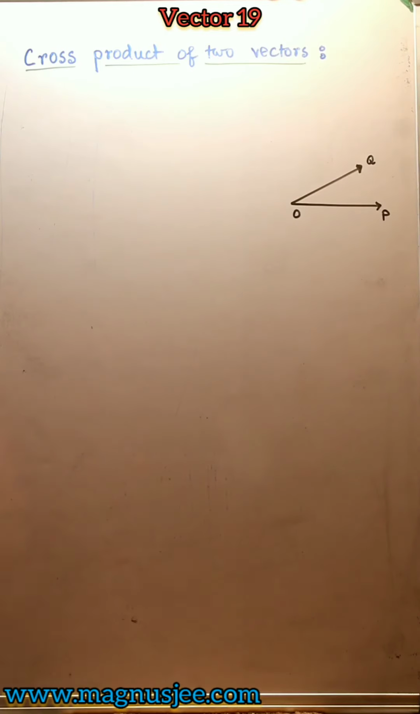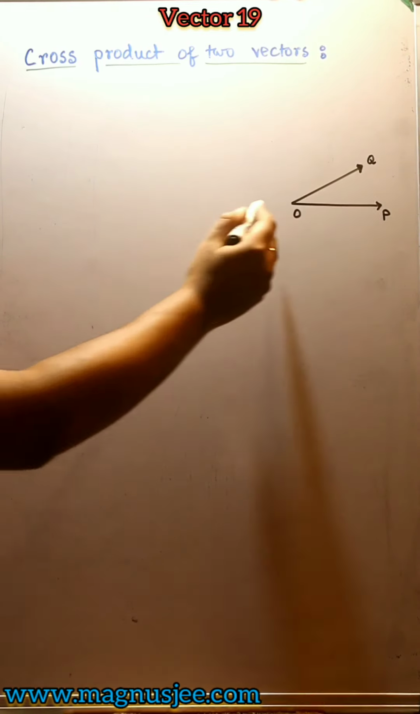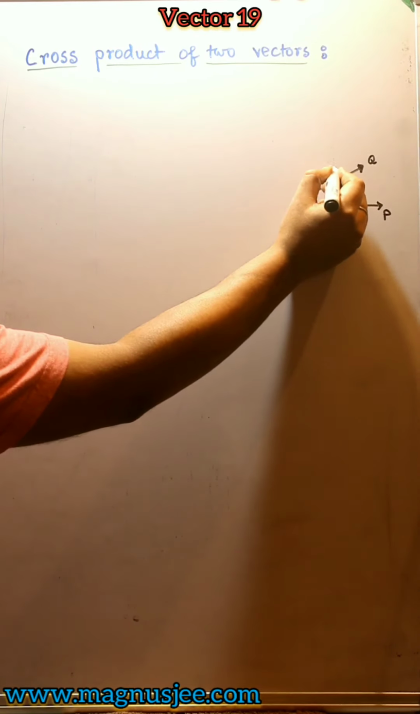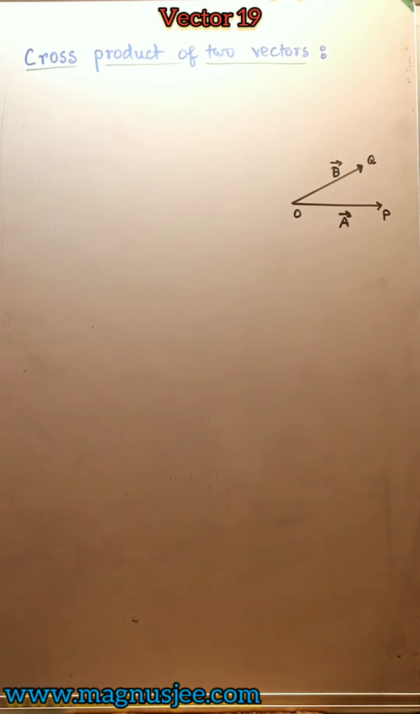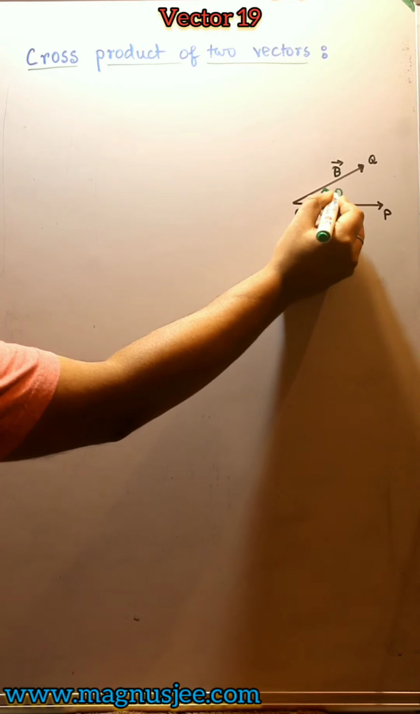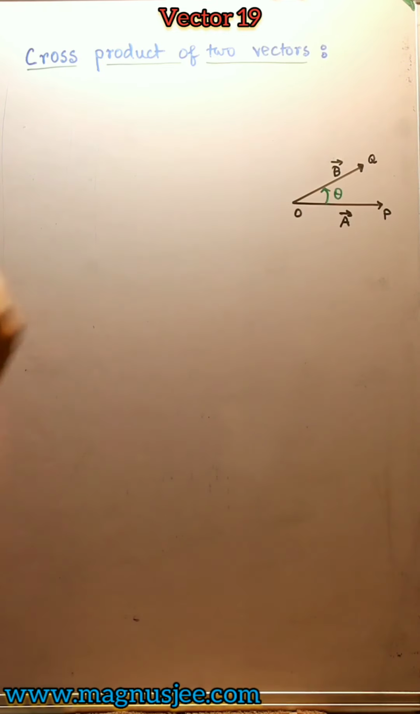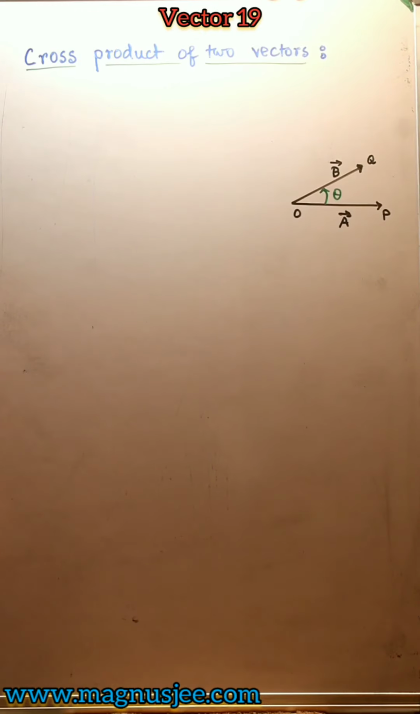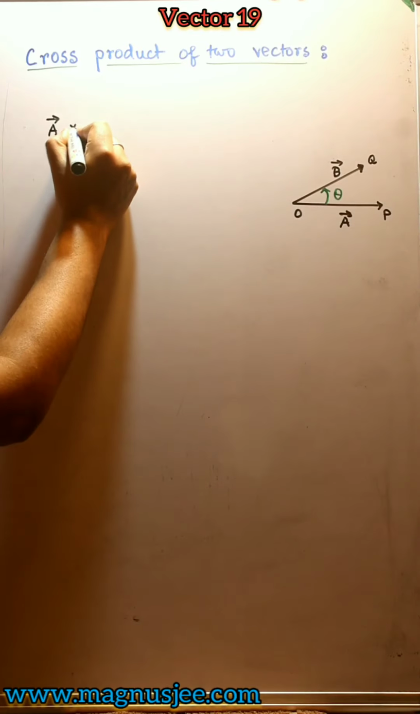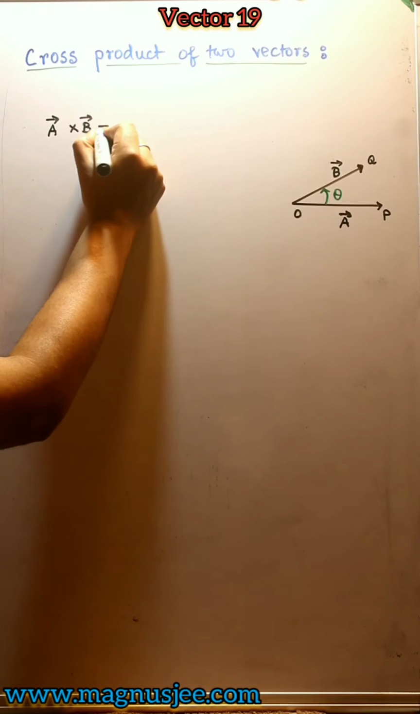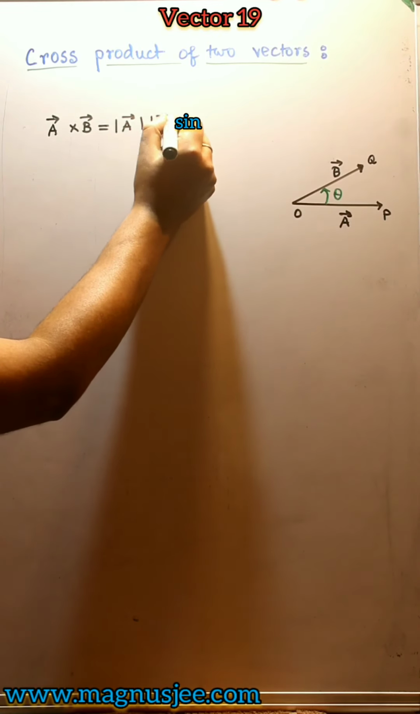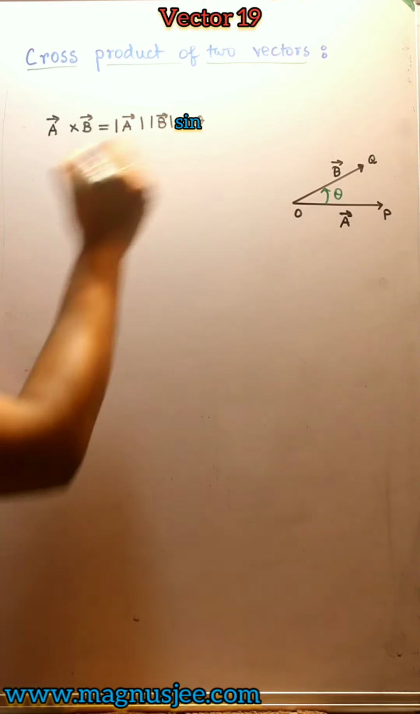Cross product of two vectors. In the diagram, along OP, vector A acts in the direction OQ, vector B acts, and vector A acts at an angle theta with the direction of vector B. Vector A cross vector B equals mod vector A mod vector B sin theta n cap.